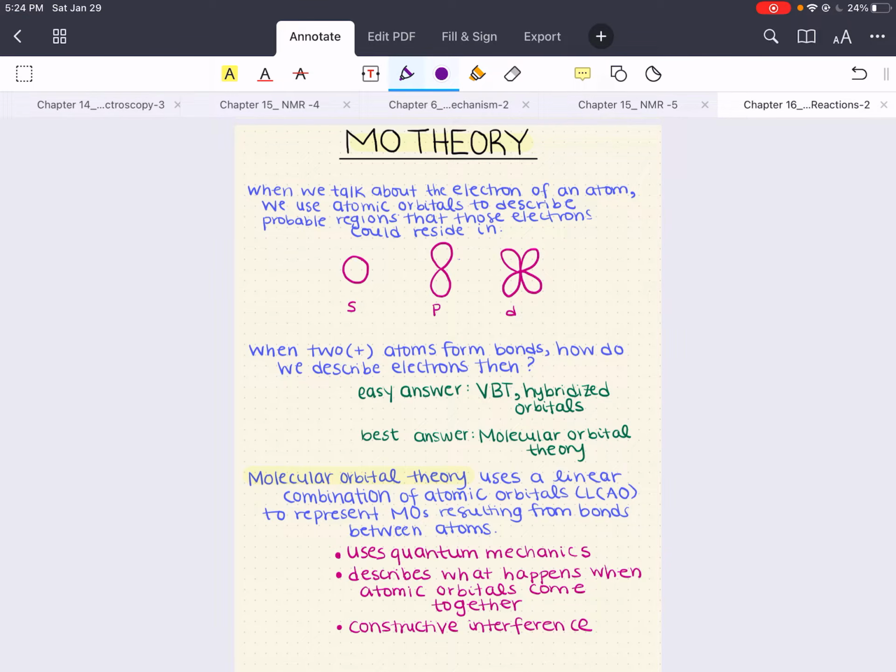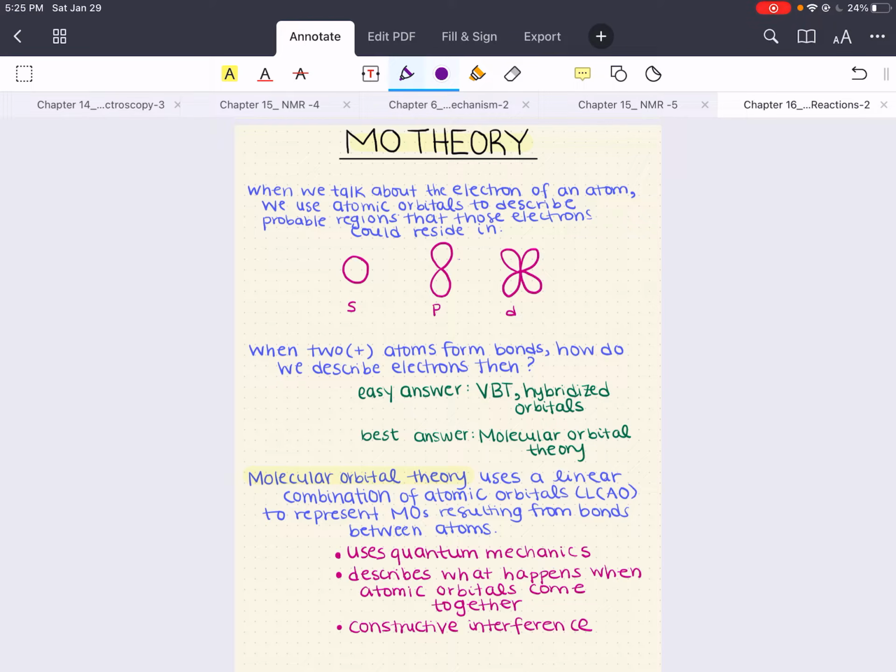All right, so when we talk about electrons of an atom, we use atomic orbitals to describe the probable regions that those electrons can reside in. And that's where we get our s orbitals, our p orbitals, our d, f, and so on. Those orbitals represent probable regions where you can find the electrons of an atom. All right, this is for individual atoms.